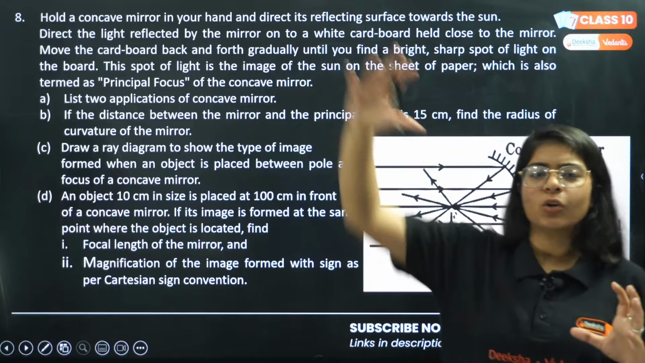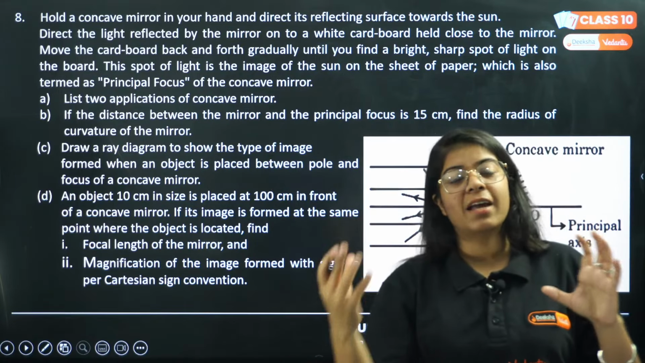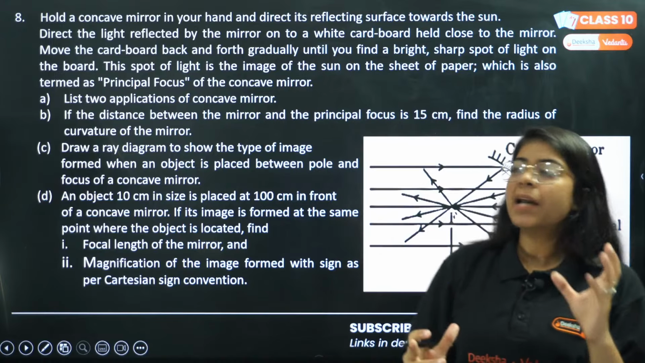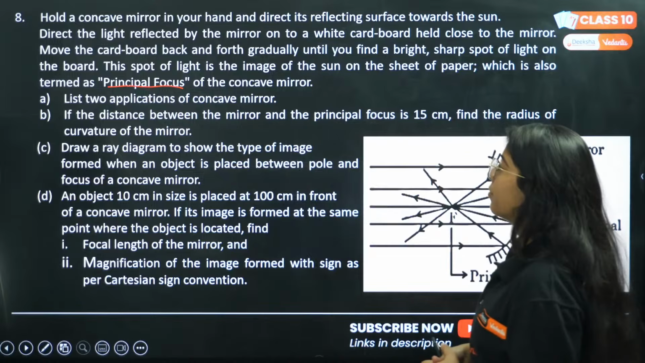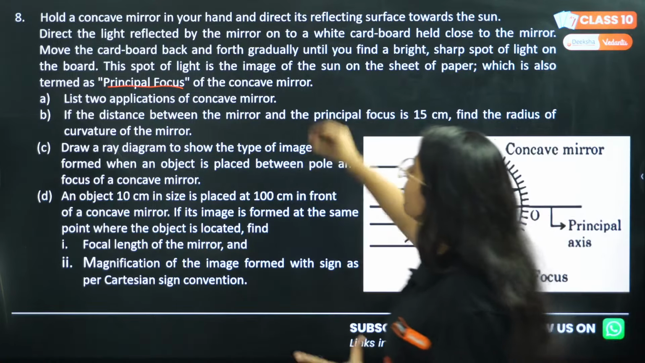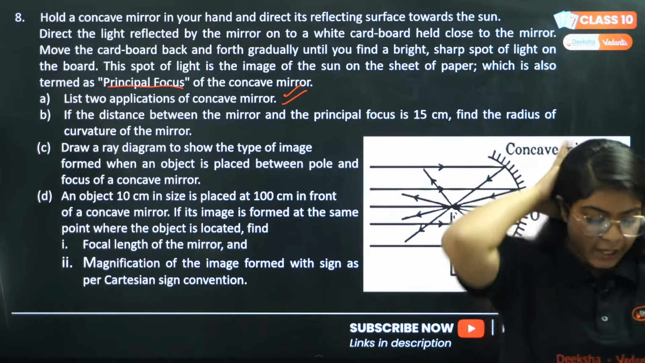Of course we know the rays are coming in parallel, so we need to find a focus, and the point where we get a bright image of sun will be our focus. So that is called the principal focus of the concave mirror. Now they have asked you to list 2 applications of concave mirror. Can you answer it?